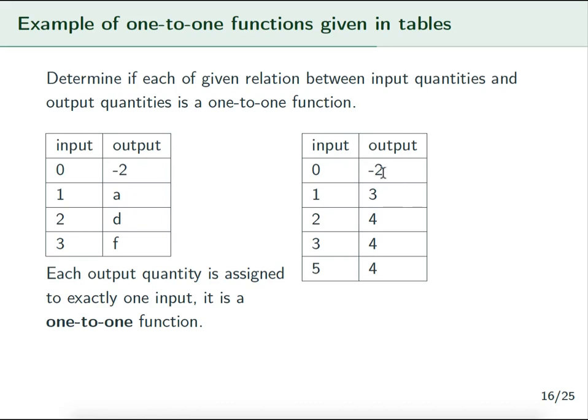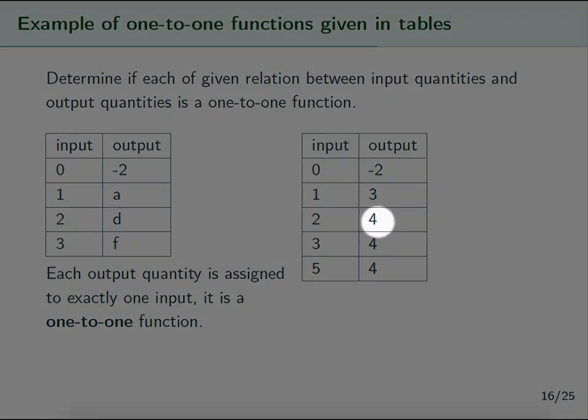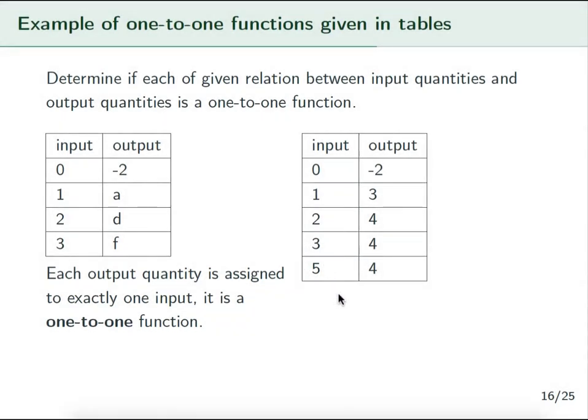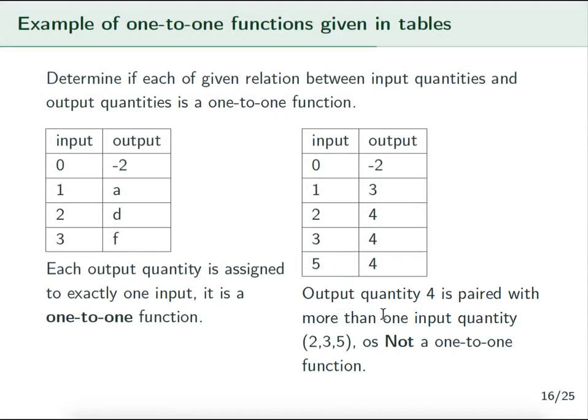In this example right here, again, first of all, this is a function, but then as you can see, the output quantity 4 is paired with 2, 3, and 5. So this is not a one-to-one function because output quantity 4 is paired with more than one input quantity. It is a function, just not a one-to-one function.